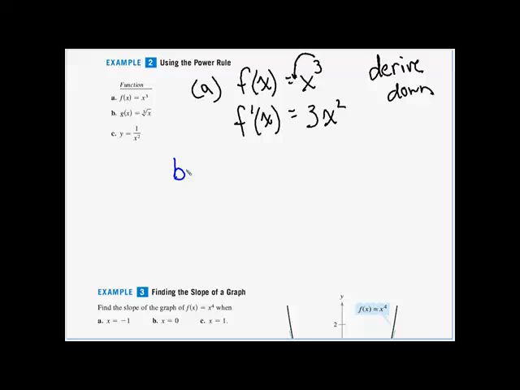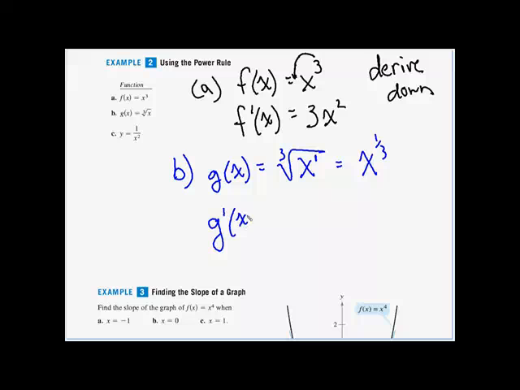Part B. G of x equals the 3rd root of x. And because, you know, those radicals can be a little confusing, let's rewrite that as a rational exponent. That would be x, remember there is an implied 1 in here, x to the 1/3 power. So that's our g of x. Well, then what's g prime of x? Well, we follow the same pattern.